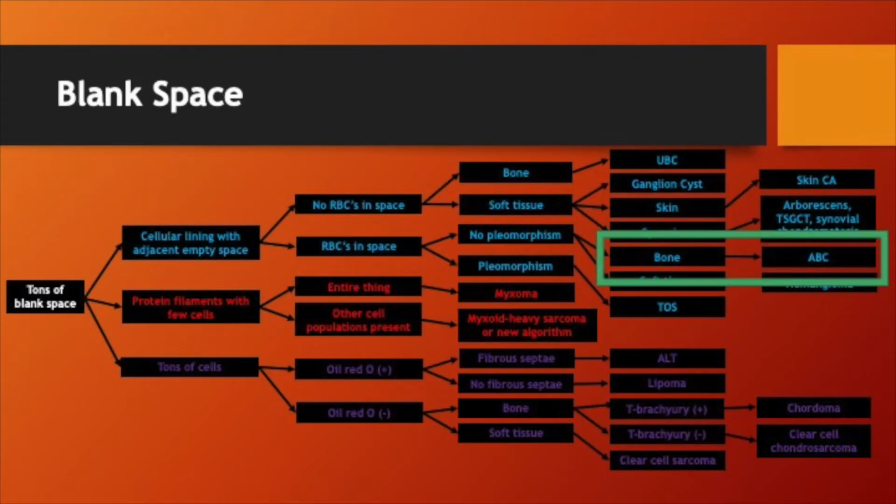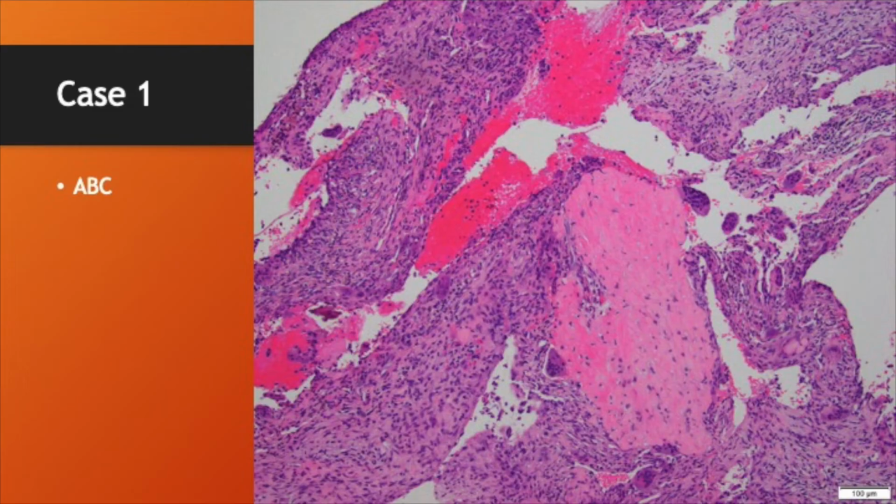So now that we know this came from a bone, we have a lined cavity with blank space with lots of red blood cells, no pleomorphism. This is an aneurysmal bone cyst. And when we look again, we have lots of giant cells, the quote-unquote pigs at the trough that they talk about, where they line these spaces, but this is an aneurysmal bone cyst.